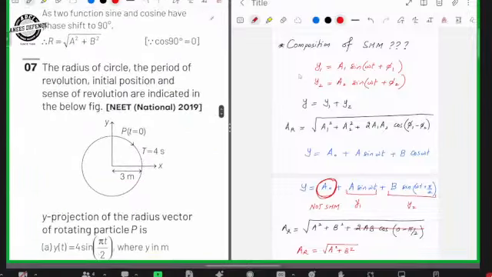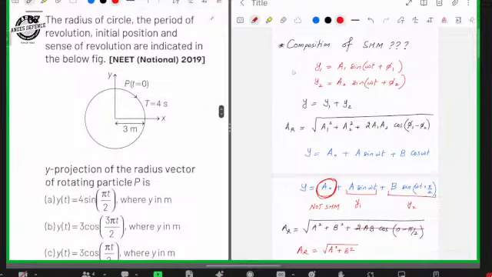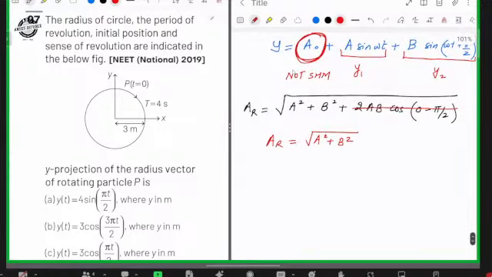Okay, moving to the next question. The question is: the radius of the circle, the period of revolution, initial position, and the sense of revolution are indicated in the figure below. The y projection of the radius vector of rotating particle P is.